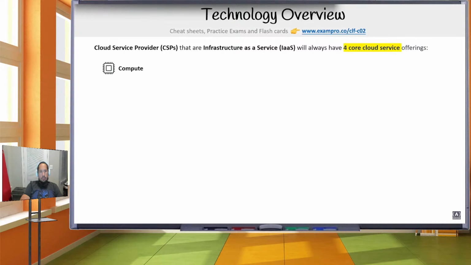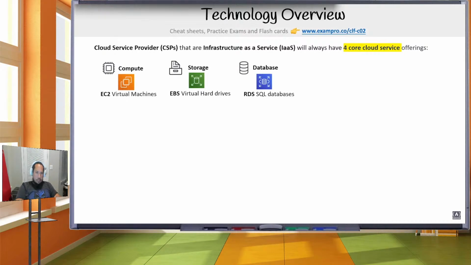We have compute, so in AWS this would be EC2 VMs. Storage, this could be something like EBS virtual hard drives. Database, so that could be RDS SQL databases. Networking and content delivery, but really it's networking, and this would be VPC, a private cloud network.